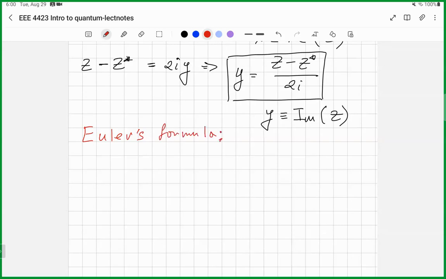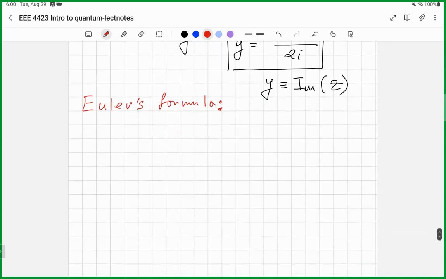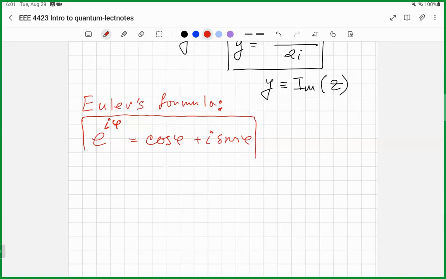And I even write the name of this formula in red because I believe this is one of the most important formulas in the entire engineering area. So this formula states that e to the power of i phi, where phi is the angle and i is the imaginary unit, is equal to cosine phi plus i sine phi. So this is Euler's formula.